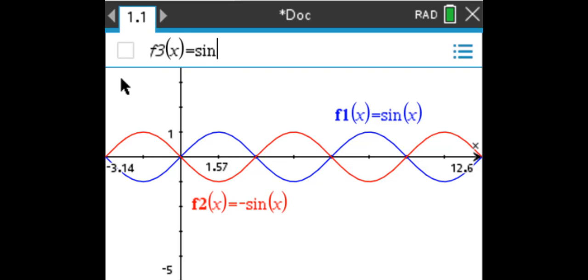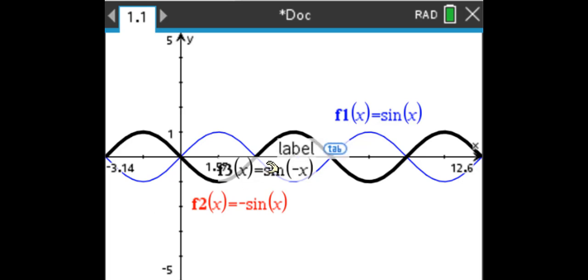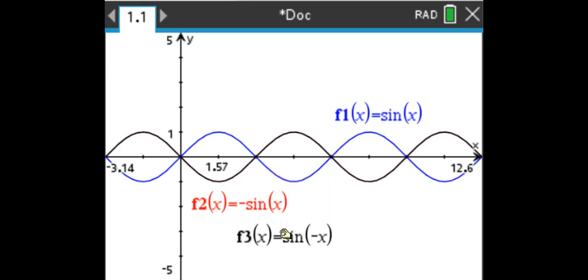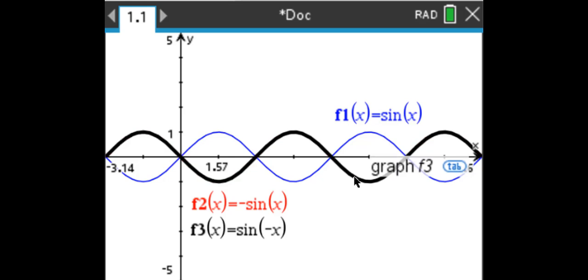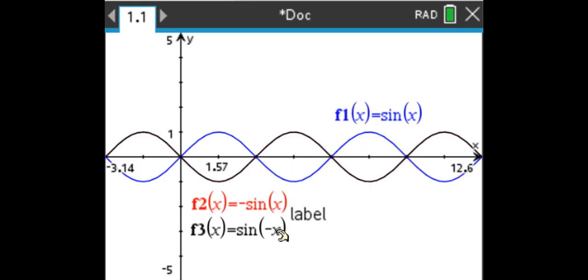Let's try sine of negative x. Now that black curve is over the top of our red curve. So negative sine of x is exactly the same as sine of negative x. Negative x is a reflection on the y-axis, but you can see that this blue curve, if reflected on the x-axis, is exactly the same as if it's reflected on the y-axis.